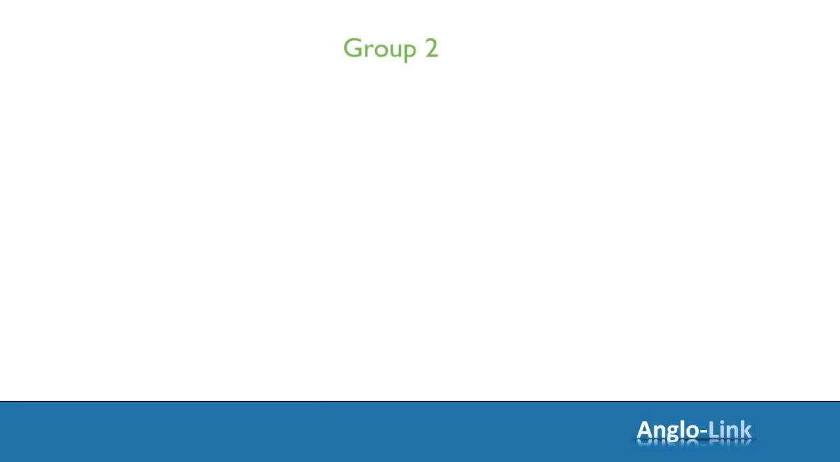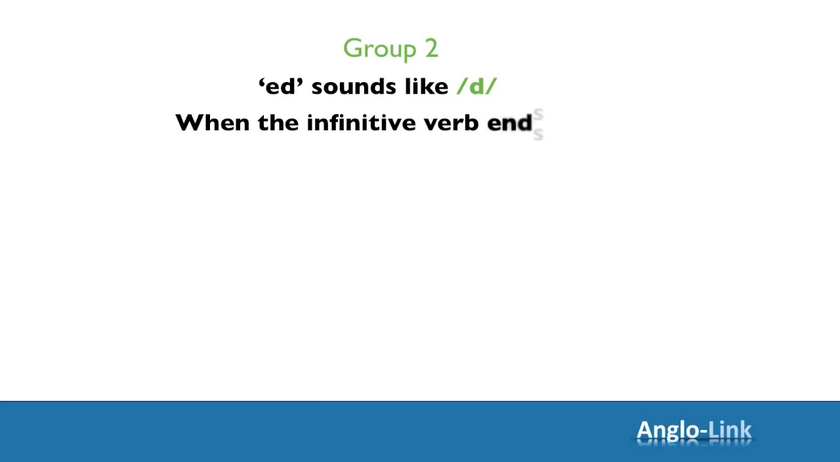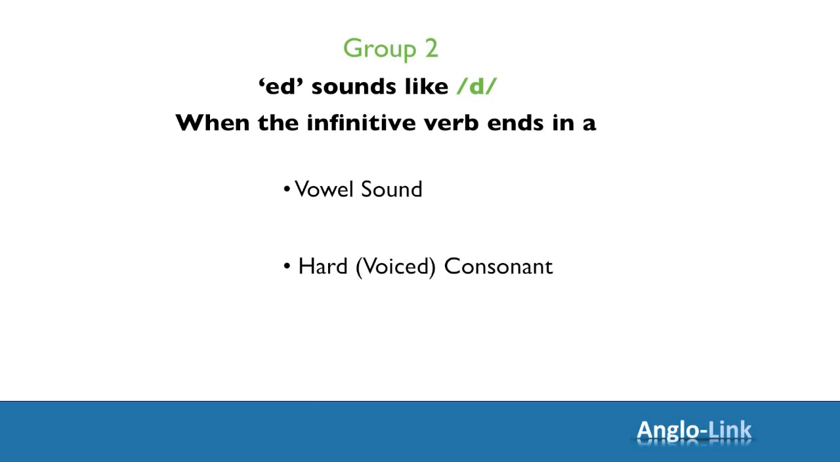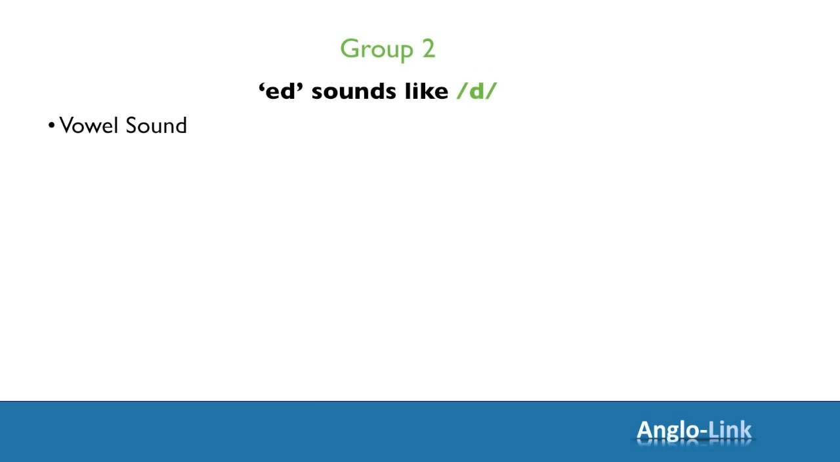Right, let's look at group 2, when ed sounds like d. This happens in two cases. When the infinitive verb ends in a vowel sound or a hard or voiced consonant. Let's look at some examples of vowel sounds. Offer. Remember that in British English, the R at the end is not pronounced. So the last sound is an offer.